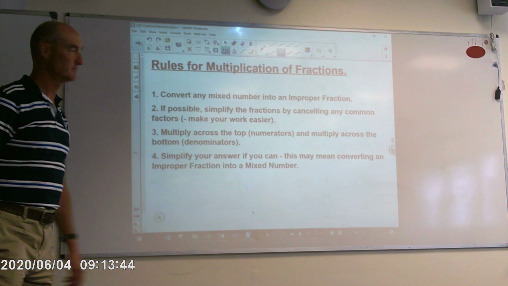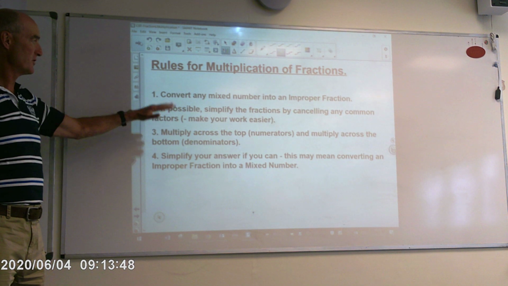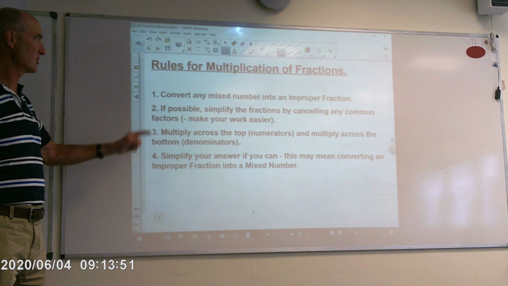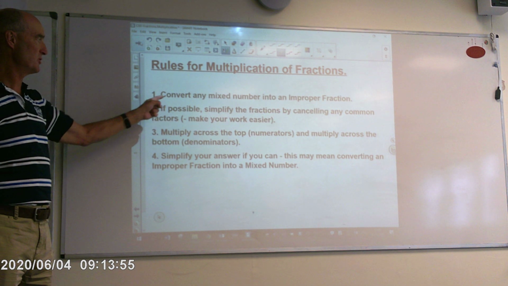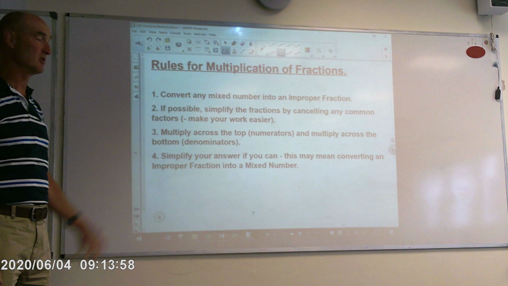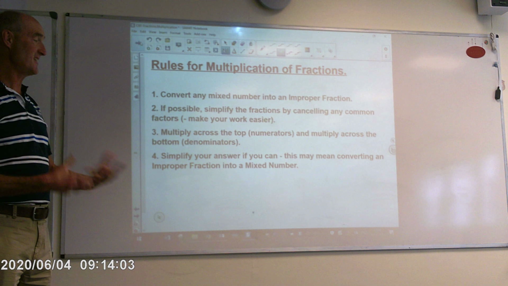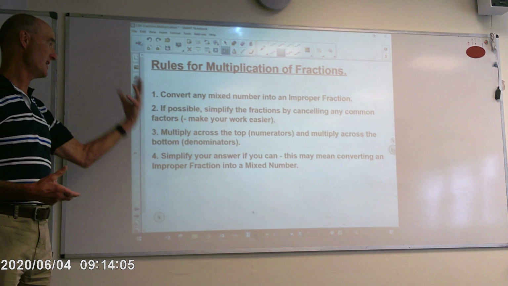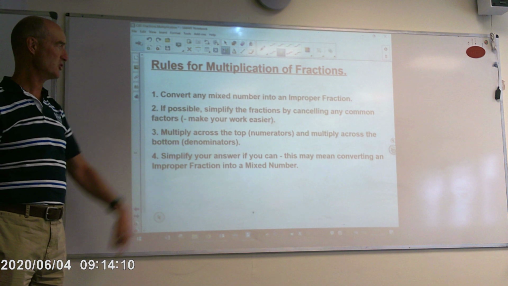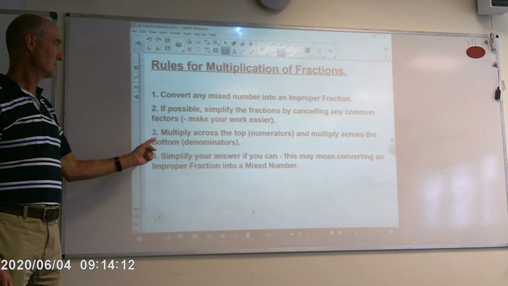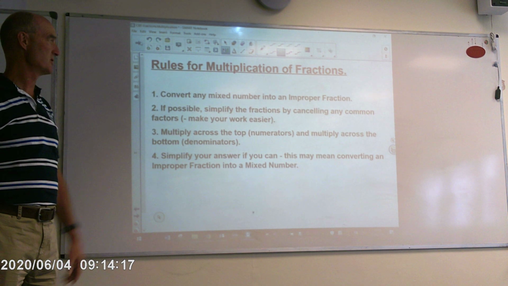These are your rules. You might want to make a note of these in your exercise book, and it covers the points that I brought out in the previous example. So if you've got a mixed number, as I did in the last example, it's got to be converted into an improper fraction, a top-heavy fraction. If possible, simplify your fractions, cancel down to make life easier for yourself, again, like I did in the last example. Then, multiply across the top, the numerators, multiply across the bottom, the denominators. And then if you can, simplify your answer.